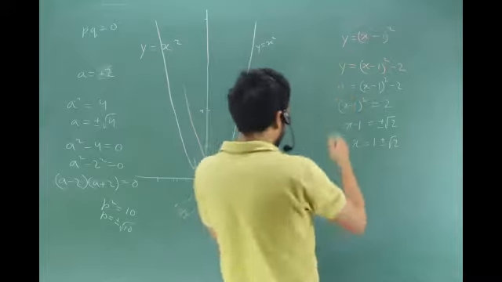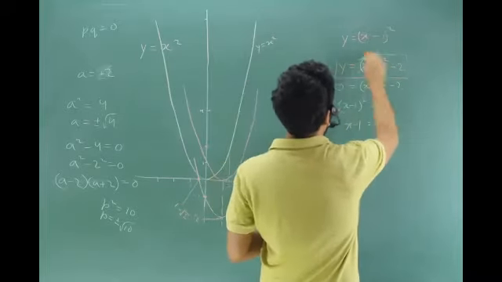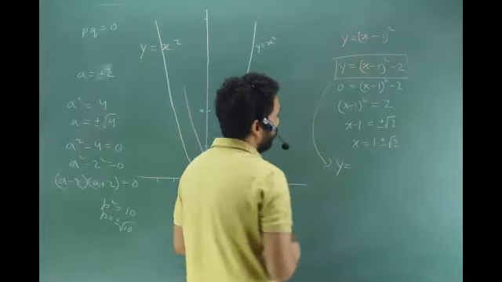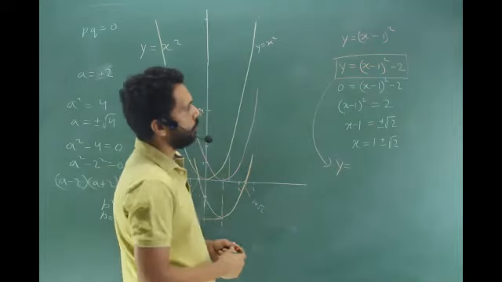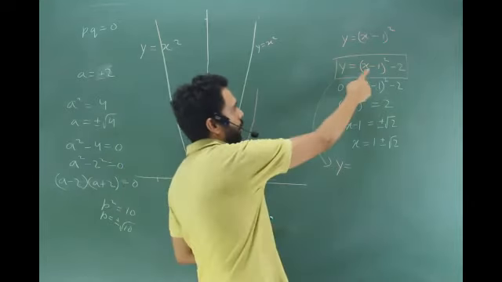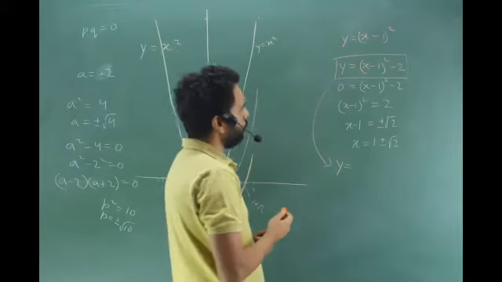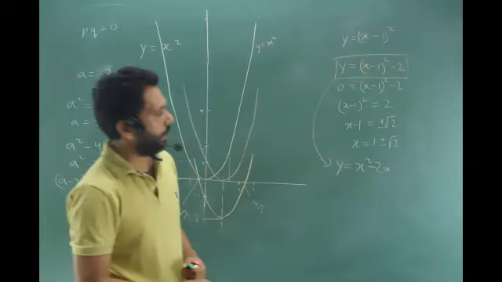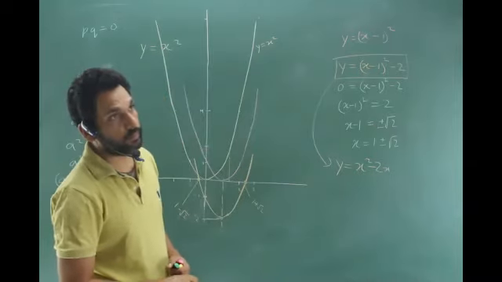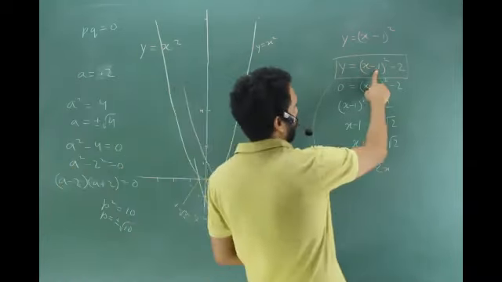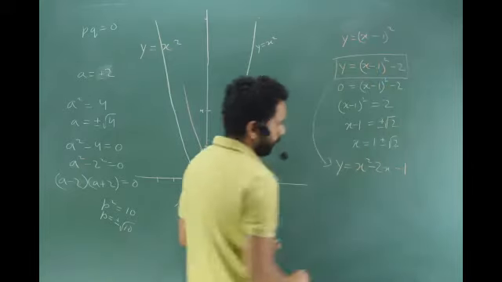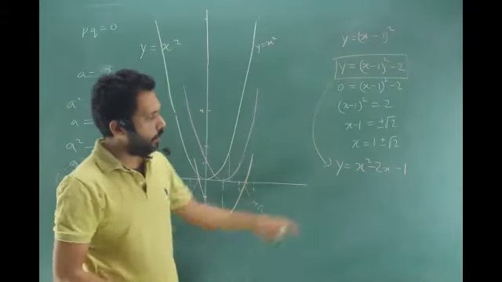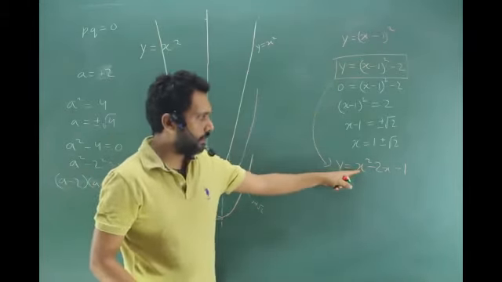Now, instead of giving this orange graph in this format, had I given the orange graph as y is equal to x minus 1 whole square minus 2, what is it if I open it up? x square minus 2x plus 1 minus 2, so x square minus 2x minus 1, right? Yes, sir. Is this different from that? No, sir.